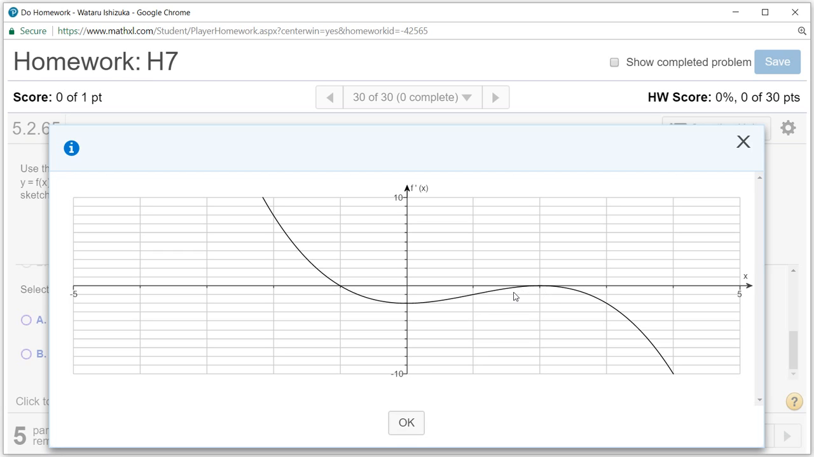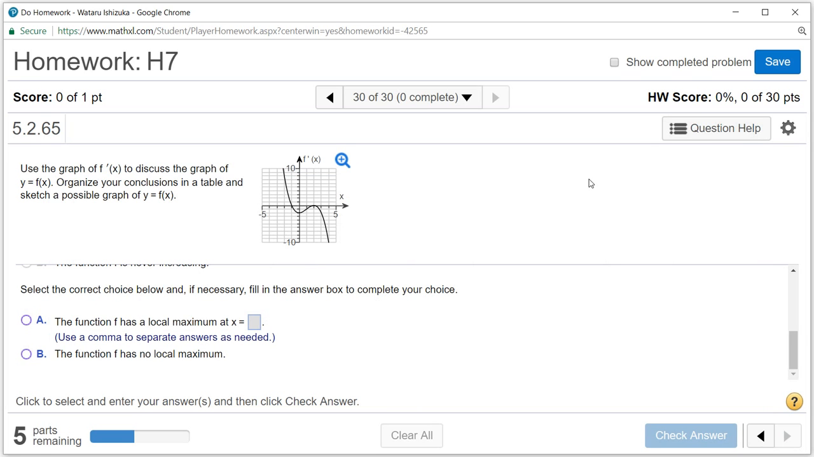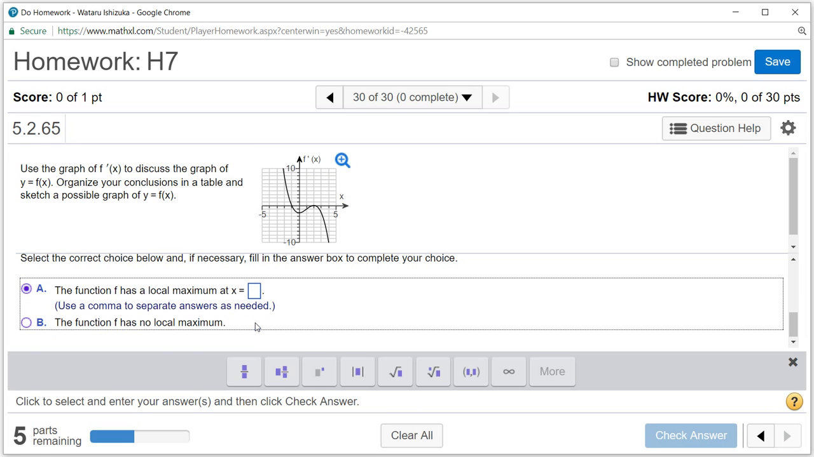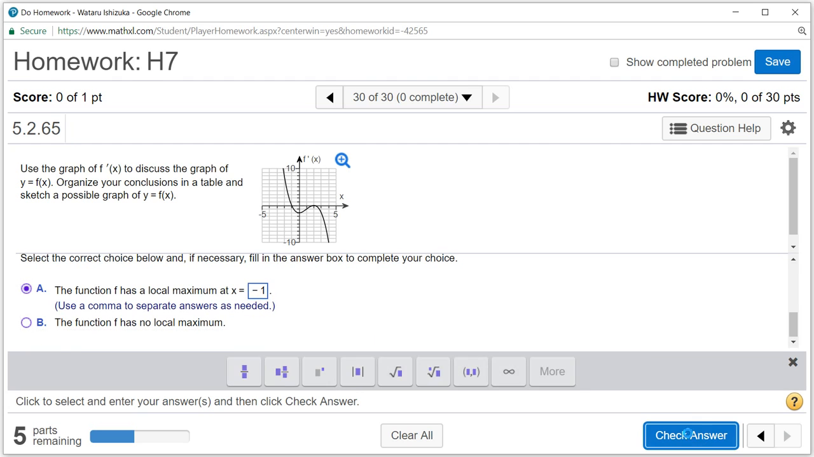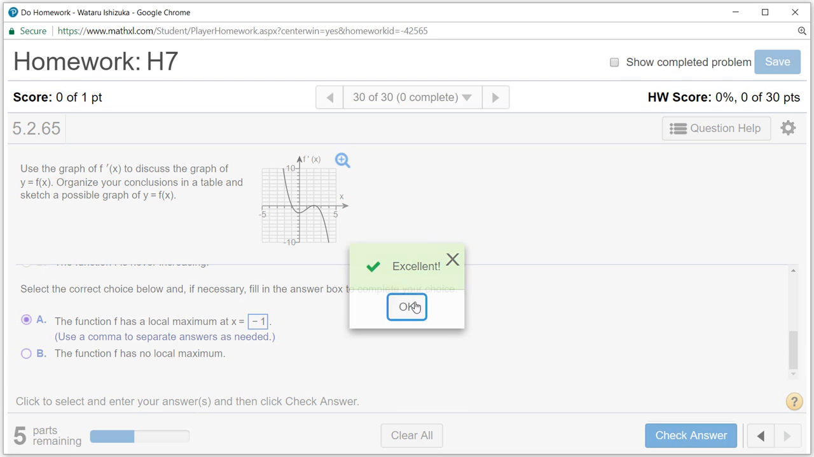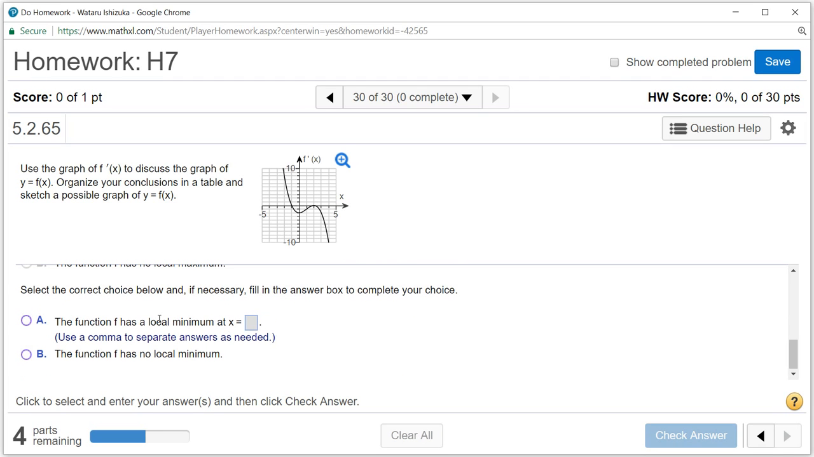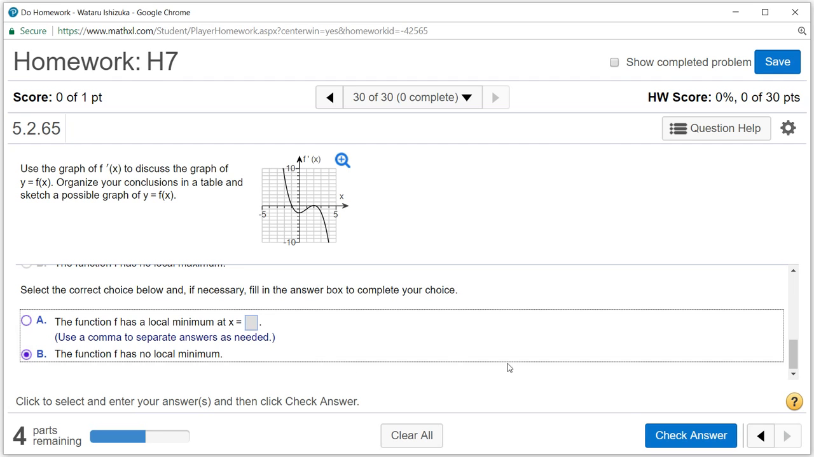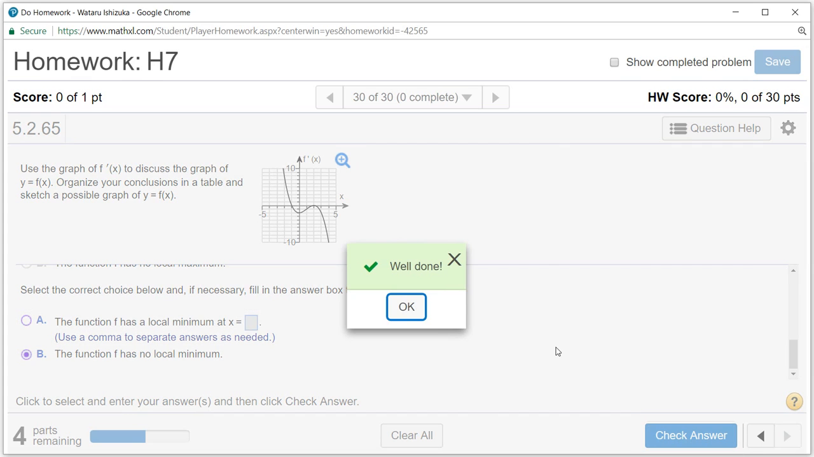So increasing turns into decreasing, so you have a local maximum there. At 2, decreasing turns into decreasing, so it's just at -1 that you have a local maximum, and at 2 there's no local maximum or minimum. So the answer should be -1. Let's check the answer. All right. Next question. The function has a local minimum. There's no local minimum, so part B is the answer.